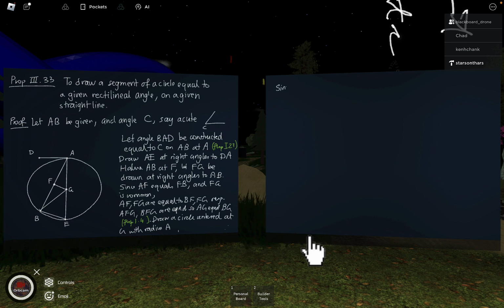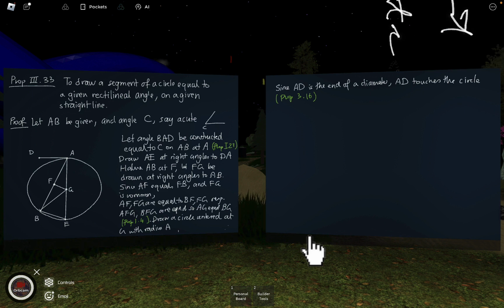So since AD is the end of a diameter, AD touches the circle. That was proposition 3.16, or rather the corollary, which was the converse, if I remember correctly, to the statement that we had. Right, so once we have a circle and a right angle, the line that's at the right angle, AD in this case, must be a tangent, that is, it touches the circle.